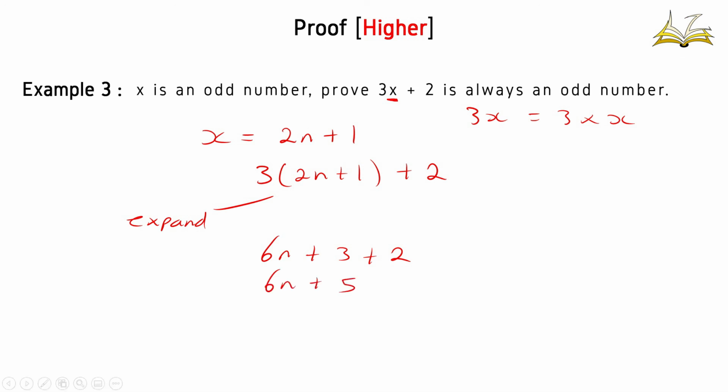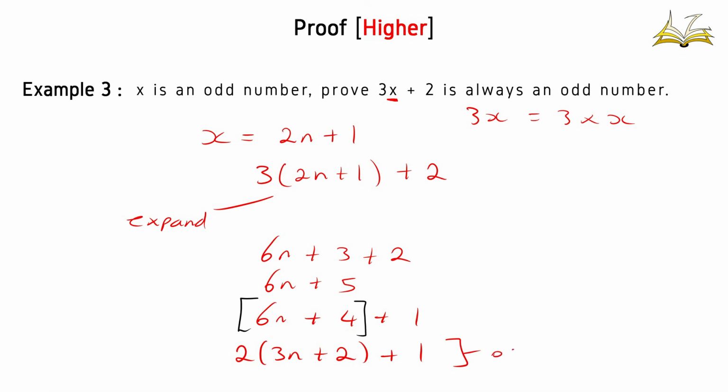Right, so I'm going to do something here. I'm going to split the 5 into 4 and 1. So it'll become 6n plus 4 plus 1. Now, why I'm doing that is because I want to factorize this bit of the expression. So factorizing this bit of the expression, we now get 2 times (3n plus 2) plus 1. And this is an odd number.